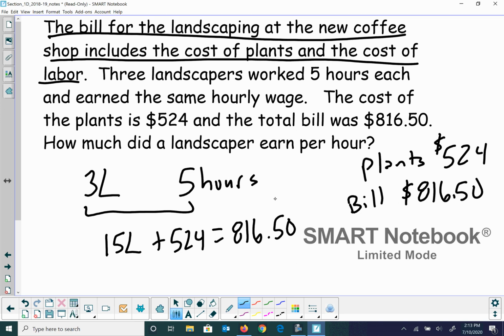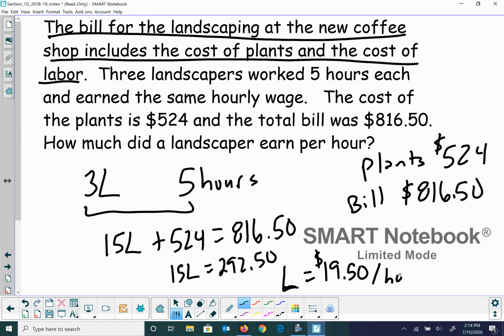I'm going to be using a calculator that you can't see, but I'm pretty sure you guys are all fine with using a calculator. So let's see, 816.50, subtract 524, because I'm going to subtract 524 from both sides. That leaves me 15L is equal to 292.50. So now I just want to divide each side by 15. And it looks like L is equal to $19.50. So these guys made $19.50 per hour.